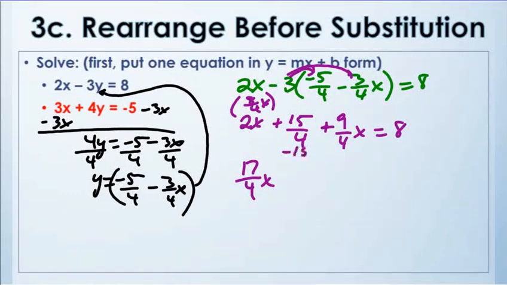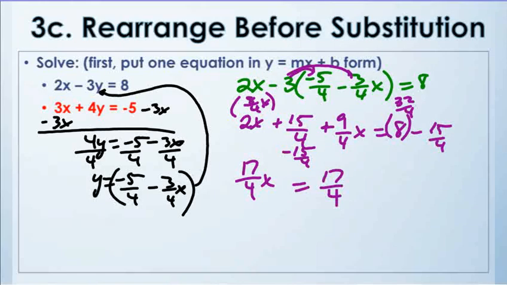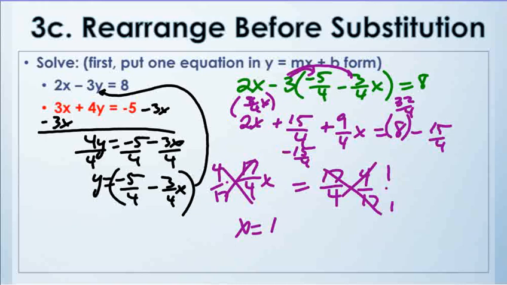Just remember you need to have common denominators. I'm going to subtract this 15/4 on both sides. And this 8 is really 32/4. Just multiply that by 4/4. So 32 minus 15 is 17/4. Multiply by 4/17 to get x by itself. Do the same thing on the other side. That just equals 1. So x equals 1.